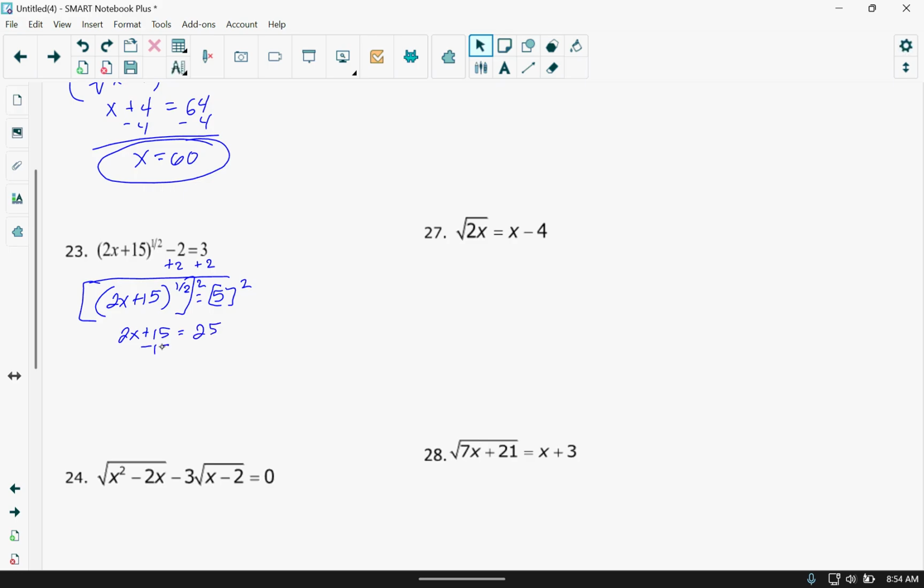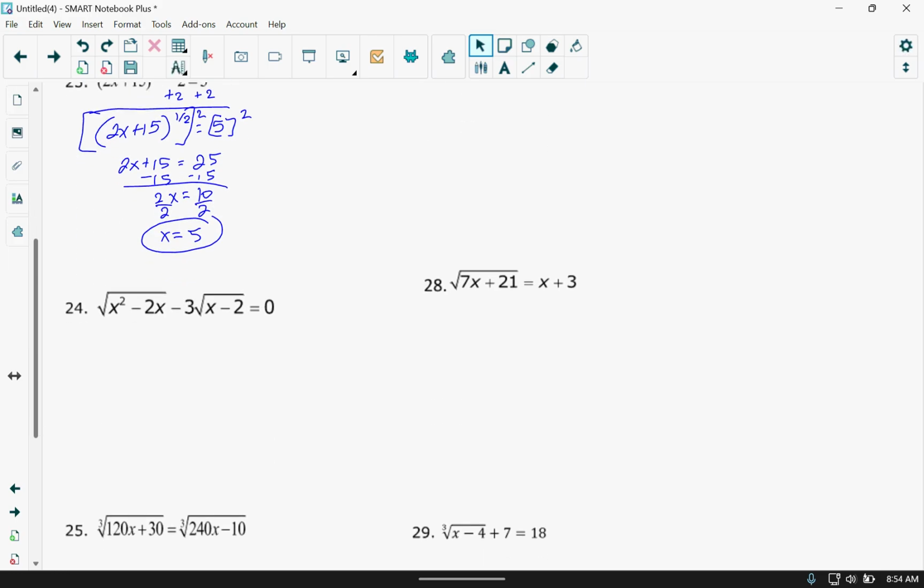I'm going to subtract 15 from both sides. I'll get 10 is equal to 2x. Then just divide by 2, so x equals 5. Now we are going to check this. If I put 5 in for x, 2 times 5 is 10. 10 plus 15 is 25. 25 to the 1/2 power is basically saying the square root of 25, which is just 5. 5 take away 2 is 3. So that does check out. That's the correct answer.